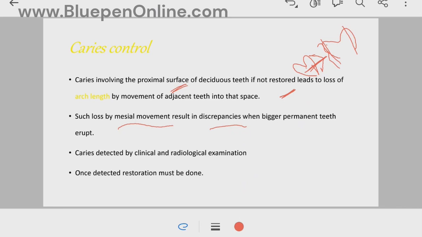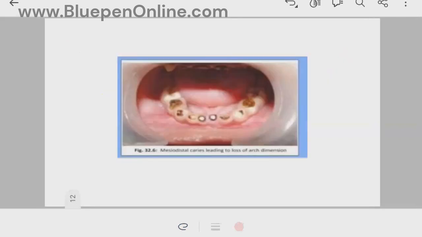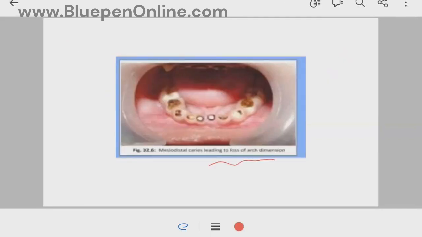Caries is detected by clinical and radiological examination. This is how we do it. Caries should be detected in this way. Bitewing radiographs can also be used as a valuable aid in detection of caries. Once you detect a caries, the next step is to do the proper restoration immediately. If you delay it, delays can result in loss of arch length. So you have to be careful about it. See, mesiodistal caries leading to loss of arch dimension.